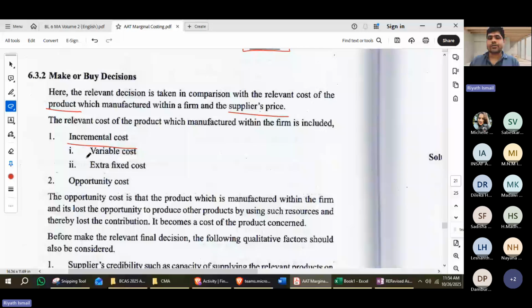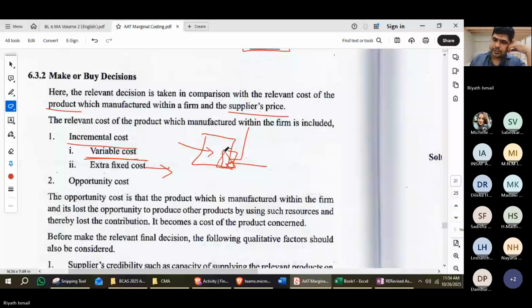Sometimes the existing machine is not sufficient to produce the product inside, right? So to make the production process, they have to fix separate parts. So we have to consider this cost of fixing extra parts, which is called what? It is extra fixed cost. That is extra fixed cost.